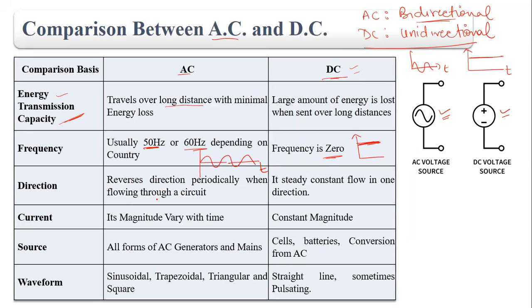Direction: because AC is a bidirectional signal, periodically it reverses its direction and polarity. However, DC remains constant throughout the time. The magnitude of current in AC varies with time, while the magnitude of current in DC remains constant with respect to time. All the AC generators are basically the source of AC. Generally, we call them alternators.